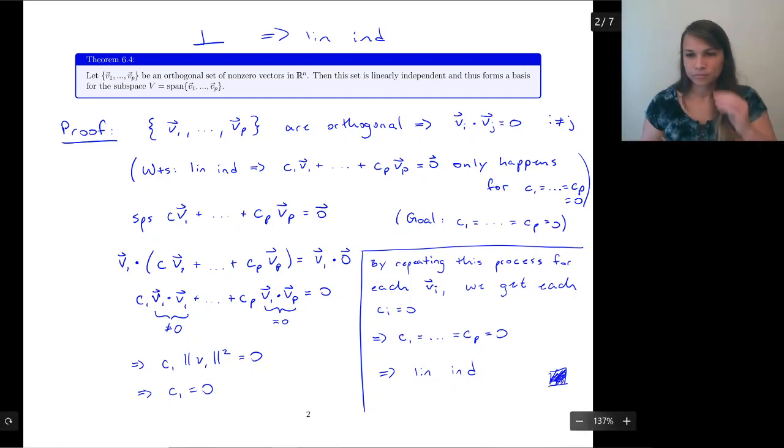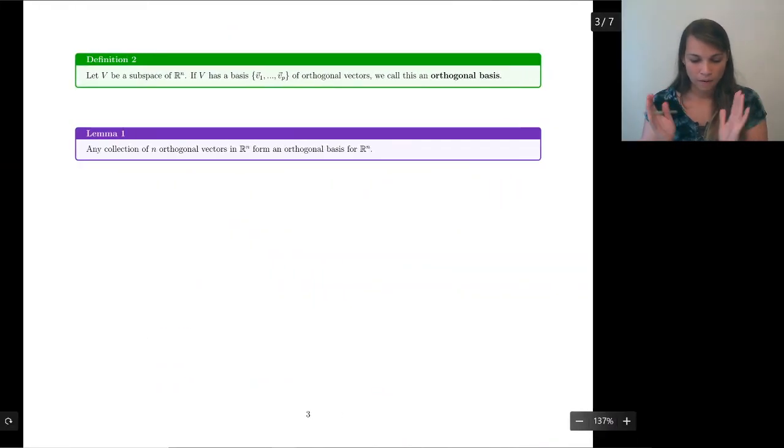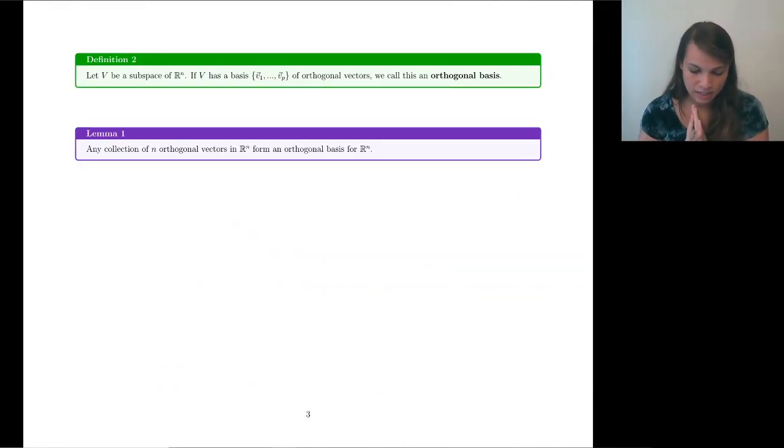Okay. So there we go. First theorem of the day, and we have proved it. So from here, we're going to say that we have a definition because I just said that orthogonal sets imply linearly independent sets. So that means we're going to get bases from these orthogonal sets.